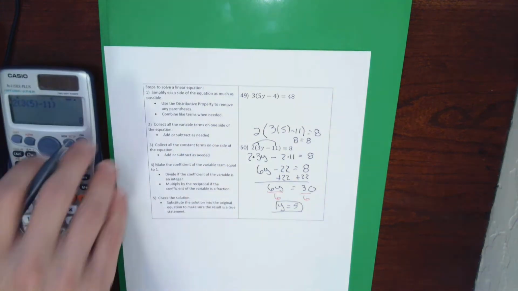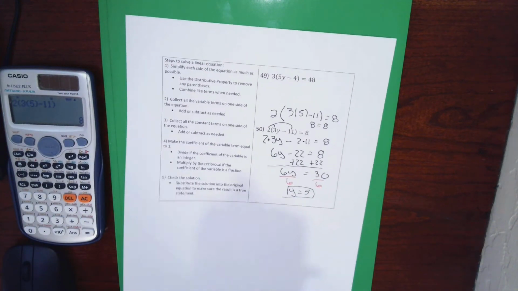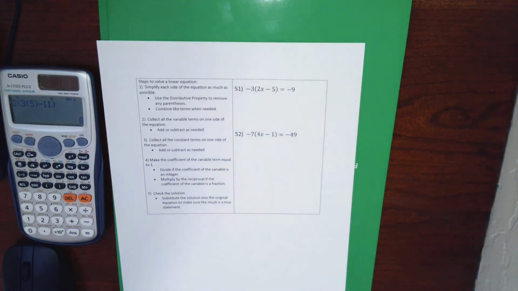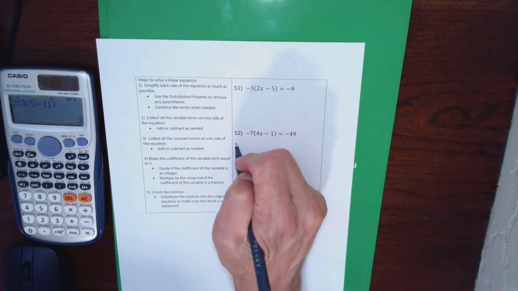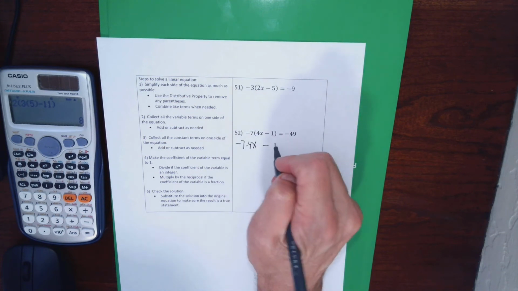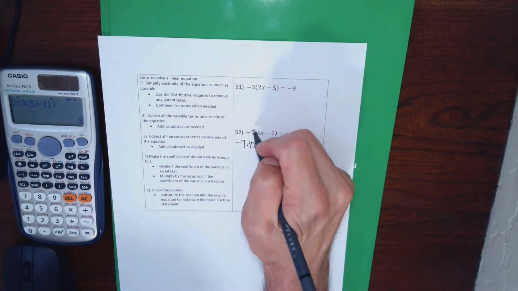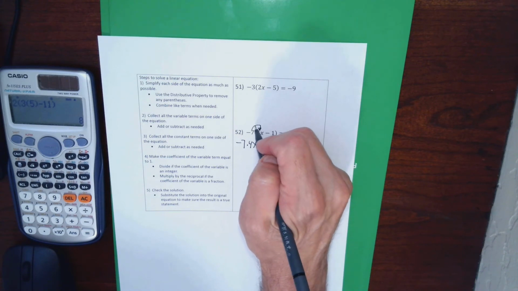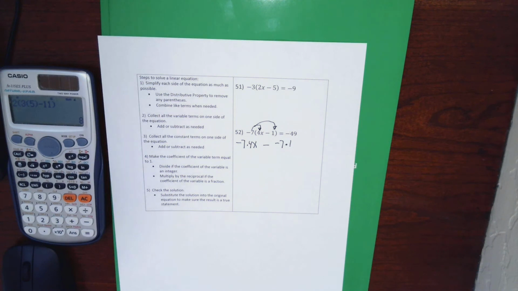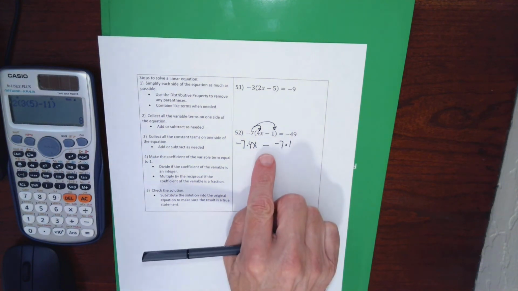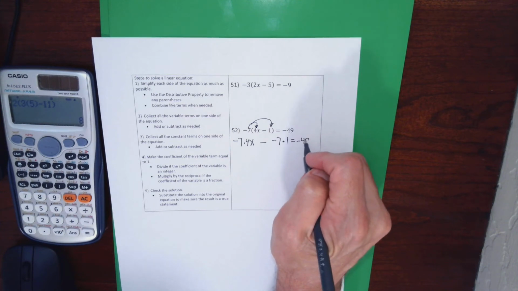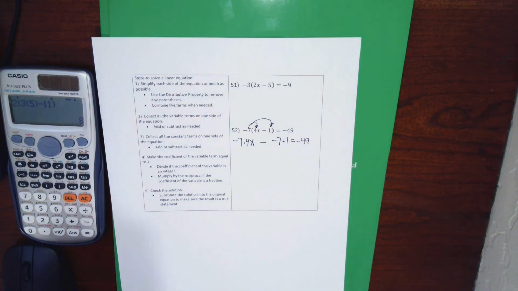Still 7 more problems. Let me just keep trudging through these. 52, I need to clear the parentheses. I'm going to go negative 7 times 4x minus negative 7 times 1, just multiplying the negative 7 by the 4x, multiplying the negative 7 by the 1, leaving the minus sign between. I probably would have just written this as plus 7. A little bit later in the semester, I'll get lazy and start doing some of the algebra in my head.